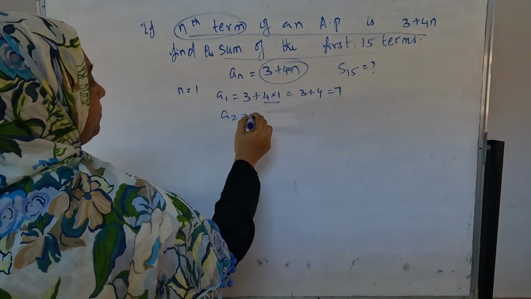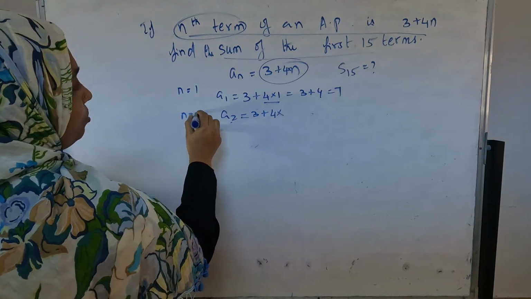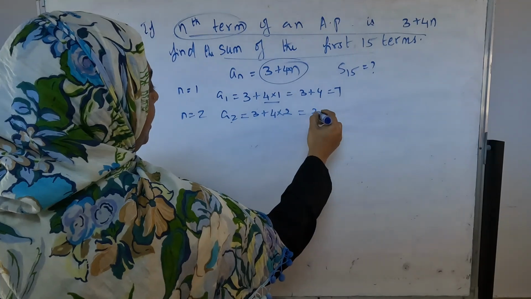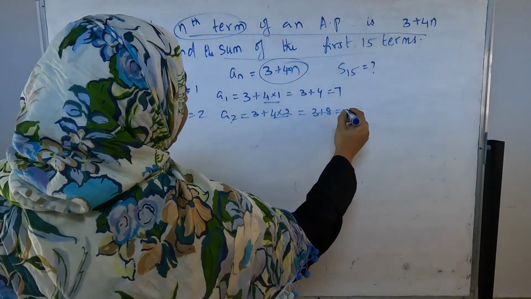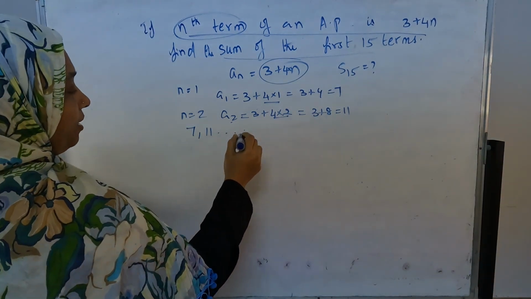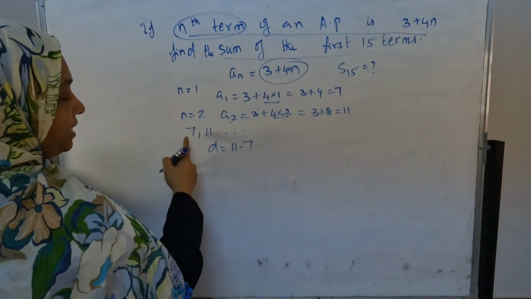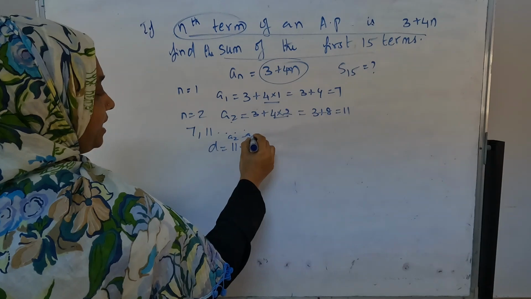Second term is again 3 plus 4 into n, with n as 2. That means 3 plus 2 4s are 8, that is 11. Enough, 2 terms for us, because we can find d from that. So d is what? A2 minus A1. Write A2 minus A1.